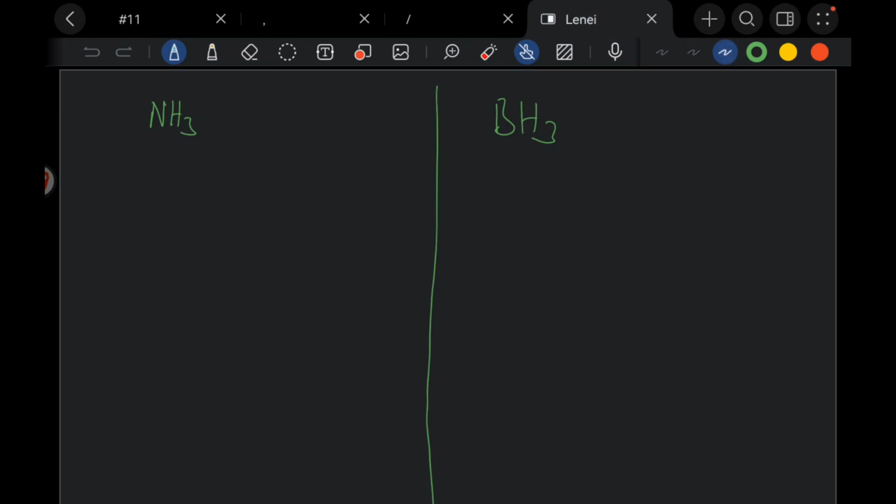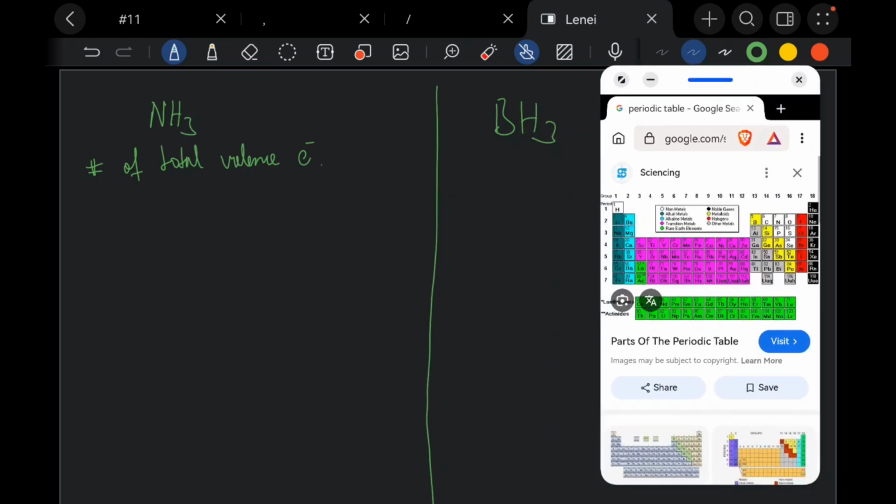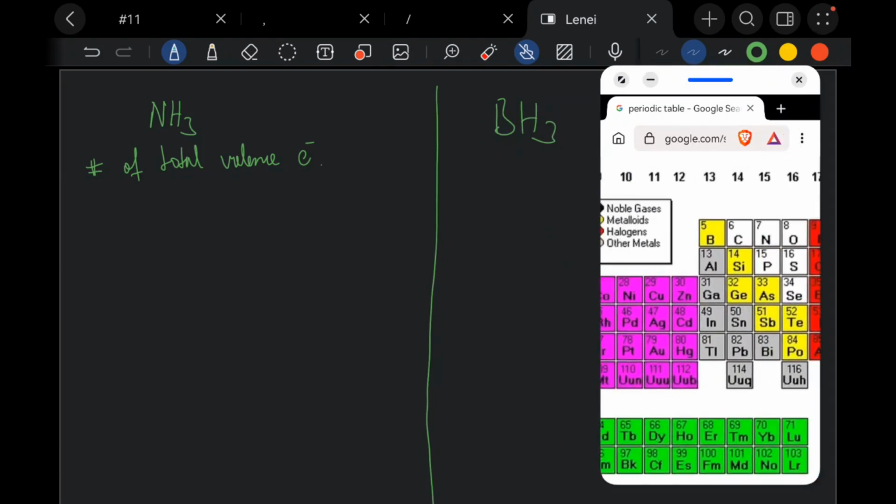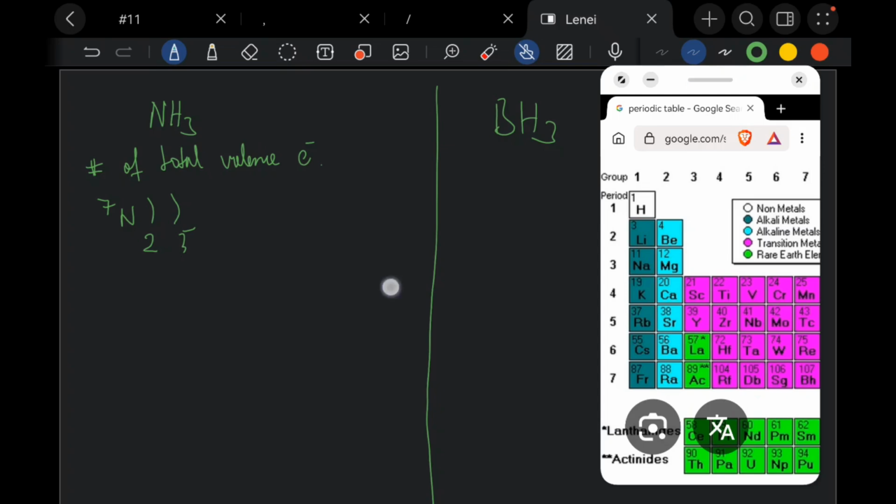So firstly, we have to know the number of total valence electrons. And then we should look at the periodic table if you don't memorize it. So here is the periodic table. Nitrogen has 7 electrons, so its electron configuration is 2 and 5. Hydrogen has 1 electron, and this is the configuration for hydrogen.